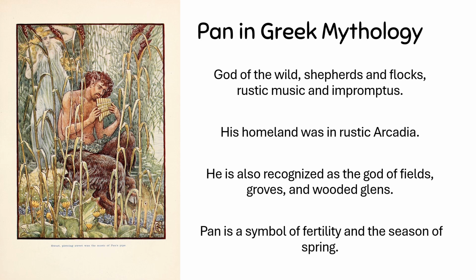Pan is a symbol of fertility and the season of spring, and I think that works perfectly with the poem that we're reading, because this poem is about that ability for creativity to capture hold of you. So you can create something beautiful and create something meaningful from that divine inspiration that comes from above.